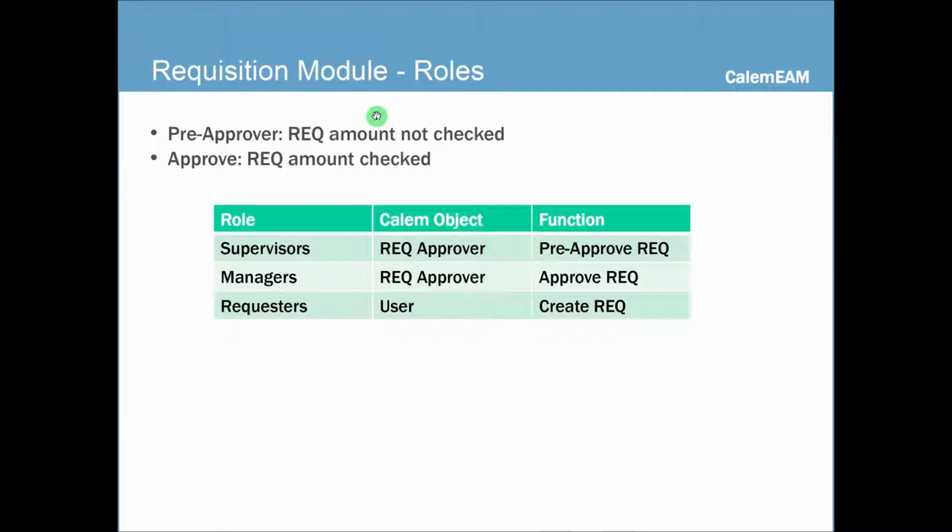For the roles for the requisition module, we have supervisors who can pre-approve a requisition, and we also have managers who are the REQ approvers who can approve a requisition, and requesters who are the users of Calem who can create a requisition. For pre-approval of a requisition, the REQ amount is not checked against the approver's requisition approval level. For the approve operation, the REQ amount must be checked. We'll talk about that later.